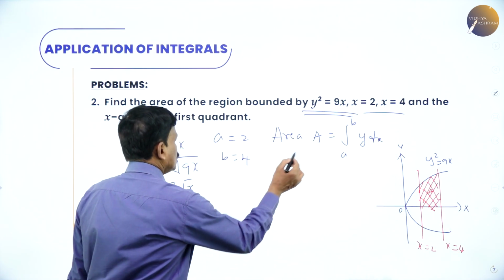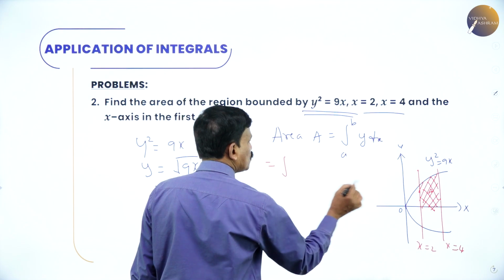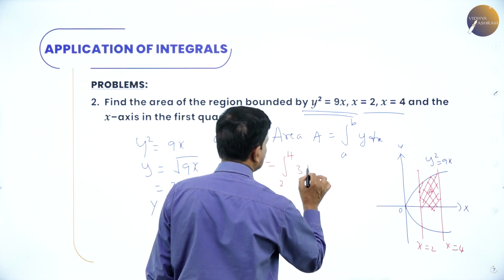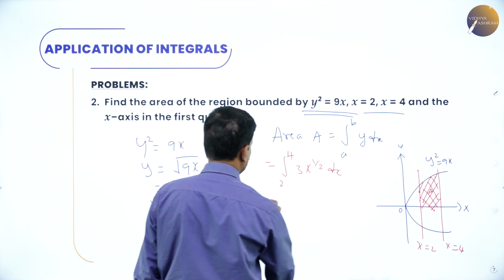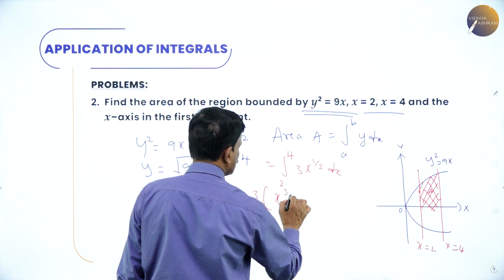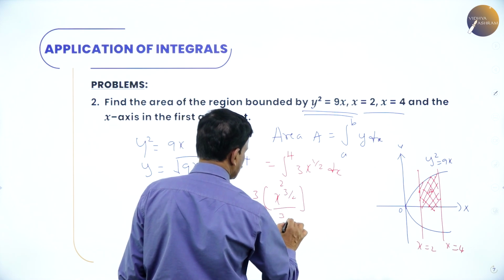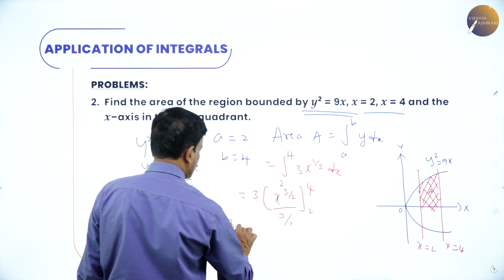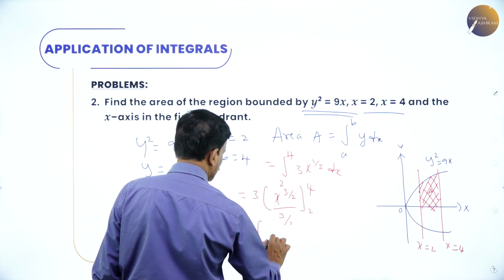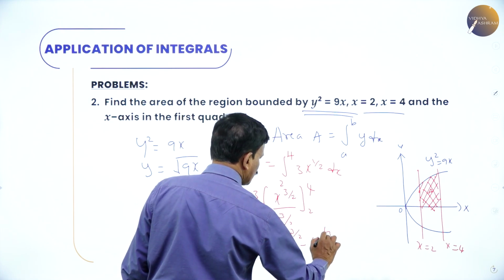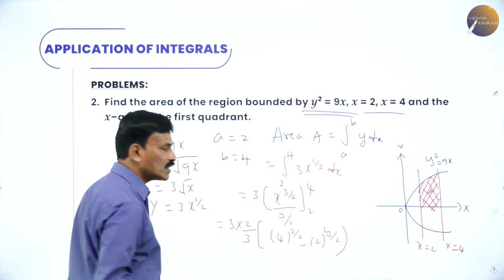So, this is equal to integral a to b, which is nothing but 2 to 4. What is y? y is equal to 3x to the power of 1 by 2 dx. 3 into integration of x raised to half is half plus 1 is 3 by 2 divided by 3 by 2 between the limits 2 to 4. So this is 3 into, take this to the numerator, 2 by 3 into 4 to the power of 3 by 2 minus 2 to the power of 3 by 2. Simplify this, you will get the answer.